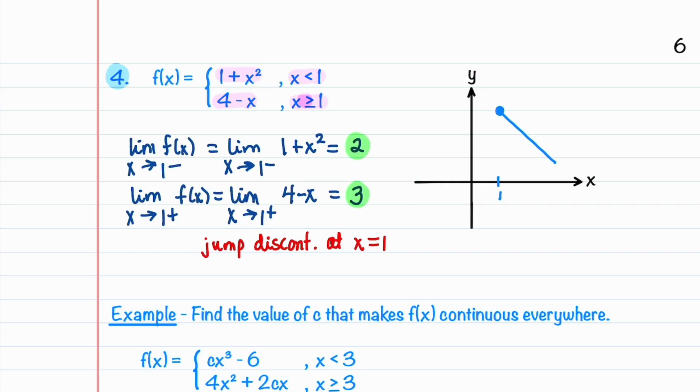If we look at the first piece in our function, when x is less than 1, we plug in 1, we see that we got 2. So we're going to have an open circle here at 2. And then our first function is a parabola, and it's going to be shaped like this. Don't stress about the graphs for now. I just want you to see the graph so that you can see that we do have a jump discontinuity at x is equal to 1.